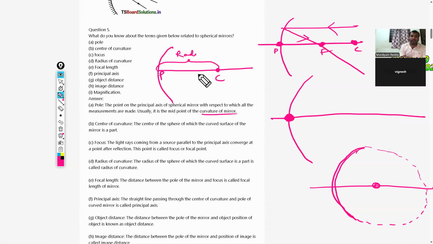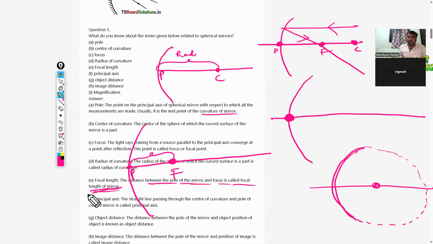Next, focal length. The distance between the pole of the mirror and the focus is called the focal length of the mirror.